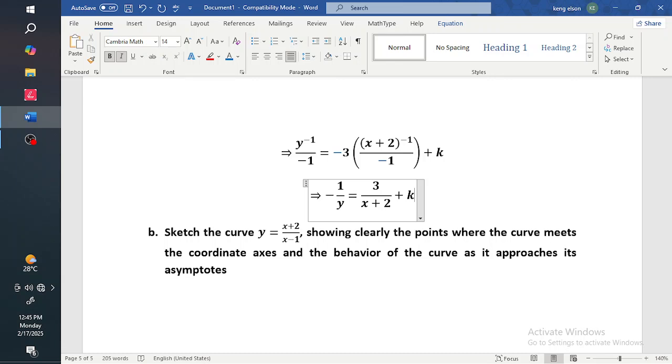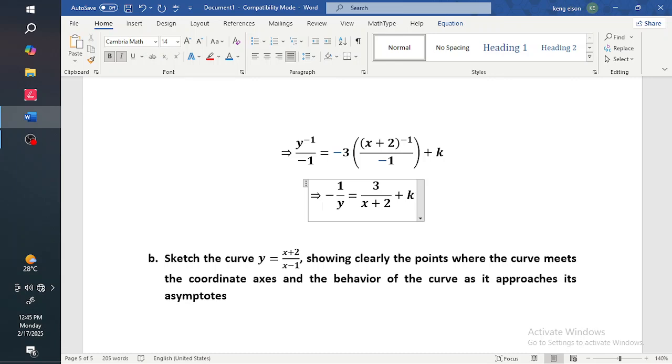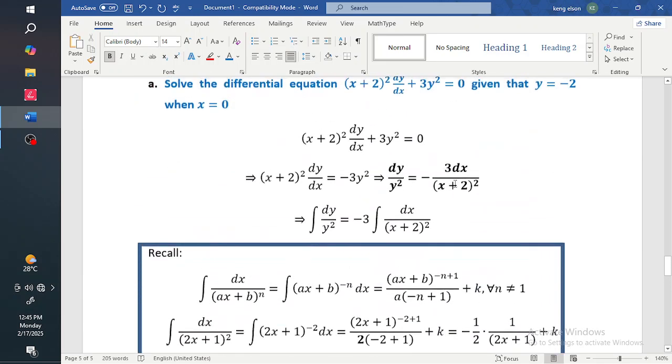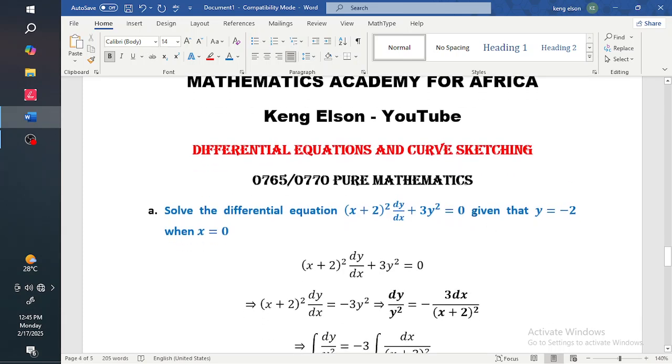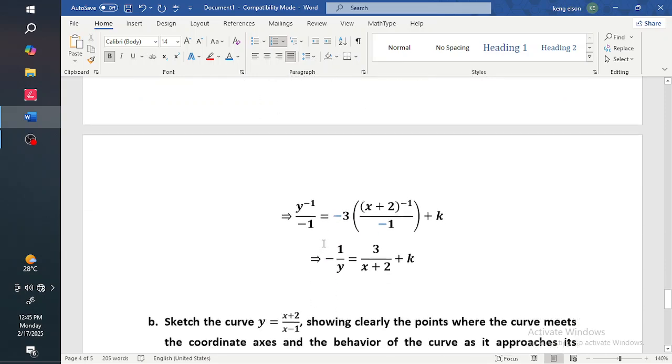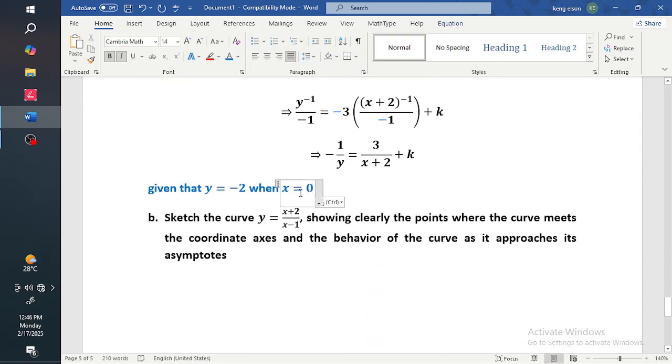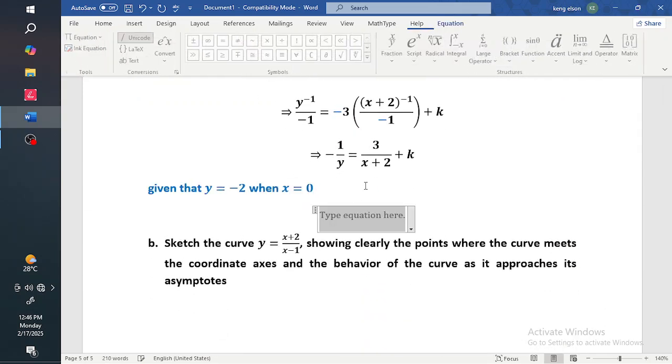From here I'm going to make y the subject of the formula. So if we make y the subject of the formula, what do we have? Anyways, let's just find the constant of integration first before we start making y the subject of the formula. So we go back and take the initial conditions. The initial condition is that given that y is equal to negative 2 when x is equal to 0, we need to find the exact solution. So given that y is negative 2 when x is 0, we need to find the value of k.